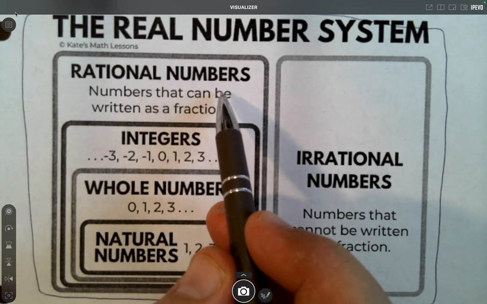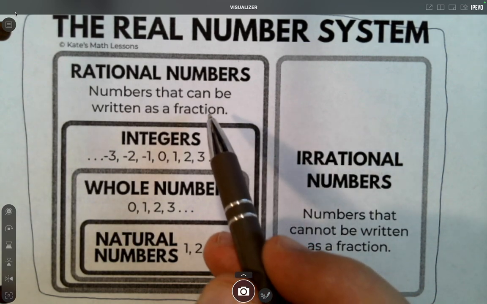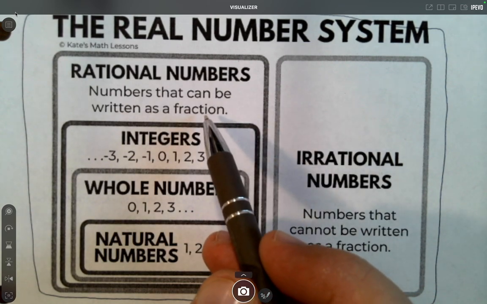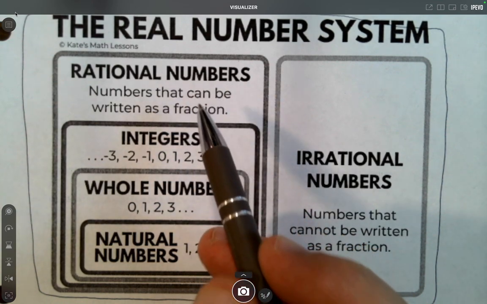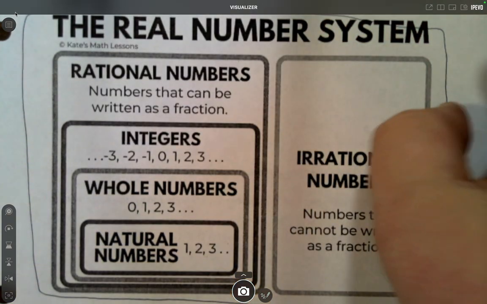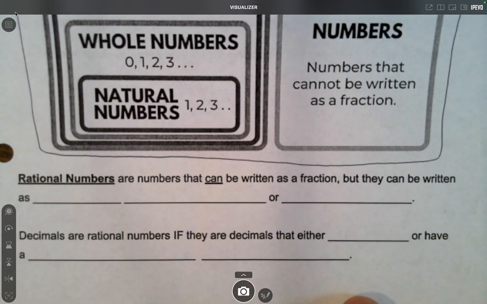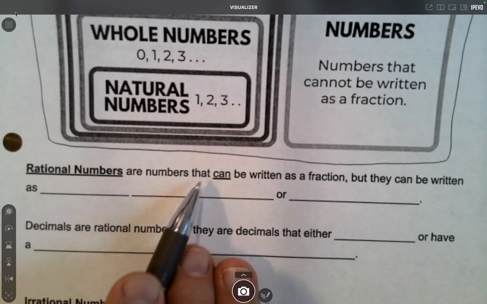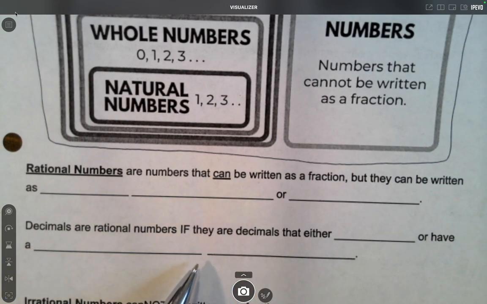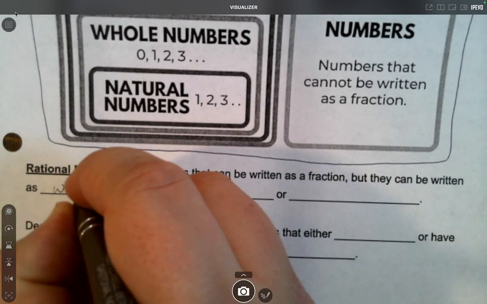So rational numbers are numbers that can be written as a fraction. Now, that doesn't mean they are written as a fraction. Some can be decimals, some can be whole numbers, but they can be written as a fraction. Let me go ahead and fill in this blank, and we'll come back to this picture, because I think this picture is very helpful if I can help you understand it. So rational numbers are numbers that can be written as a fraction, but they can be written as whole numbers or decimals as well.